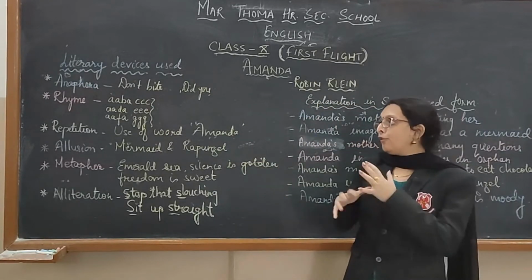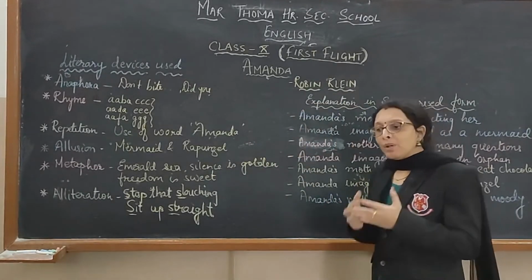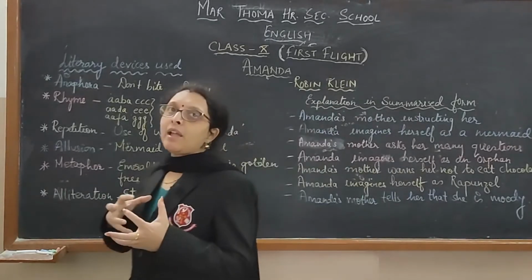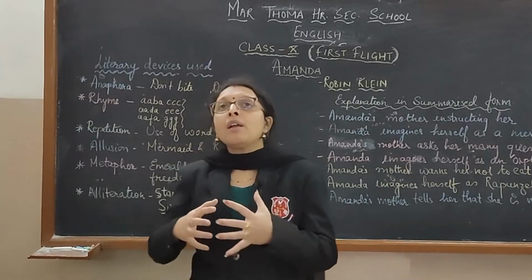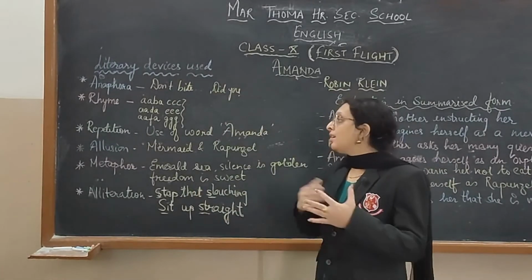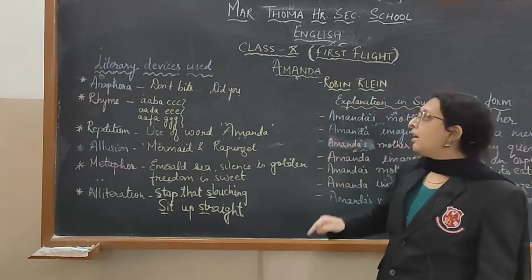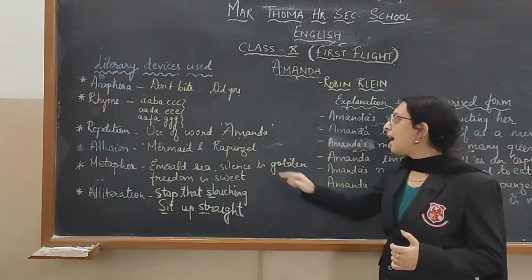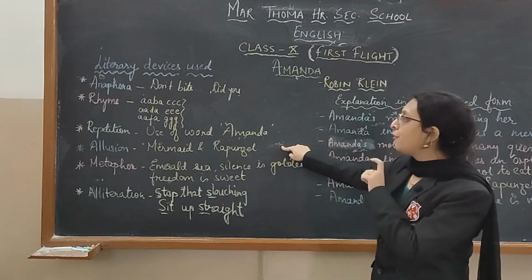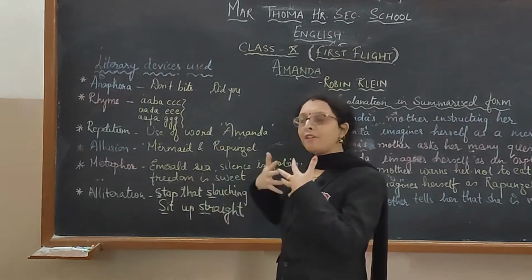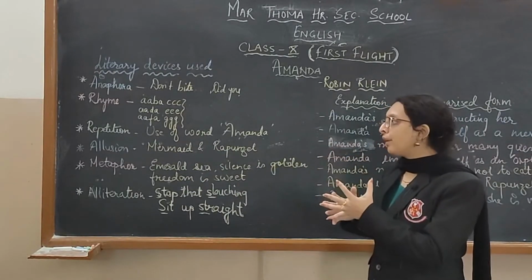The fourth one is allusion. Now what is allusion? Allusion is a poetic device in which we are talking about a fake character or some character of historical importance, or a character which was really of importance in mythology, history or any other field. So in this poetry you see that Amanda is imagining herself as a mermaid and Rapunzel. Rapunzel is a character of a fairy tale, and a mermaid is a lady with half fish and half human body. This is what is allusion.